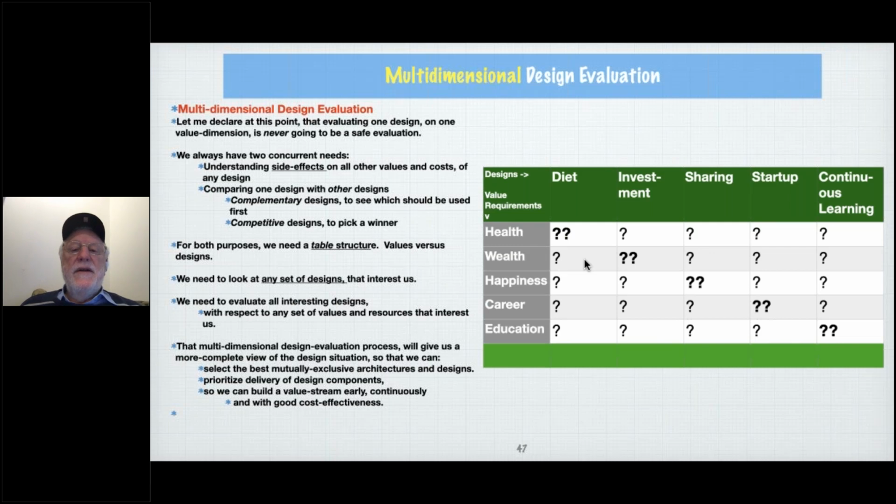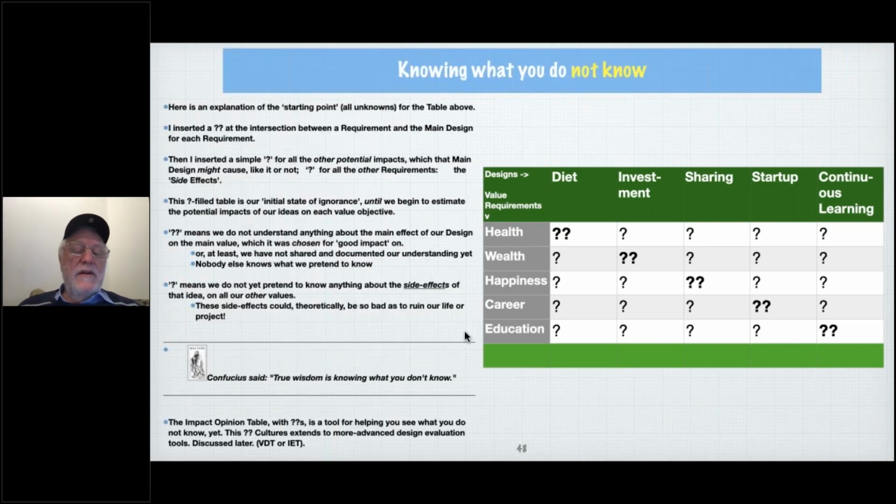So now, there's an old saying, true wisdom is knowing what you don't know, attributed to several people, but Confucius is the oldest guy. And so I'd like to give you a true wisdom table. You start off a table all blanks or all question marks, and the question marks represent what you know that you don't know until you've put in a number or an estimation or something about how good things are. And the table forces you to know what you don't know, not just about primary effects, but about the secondary effects or the side effects, okay?